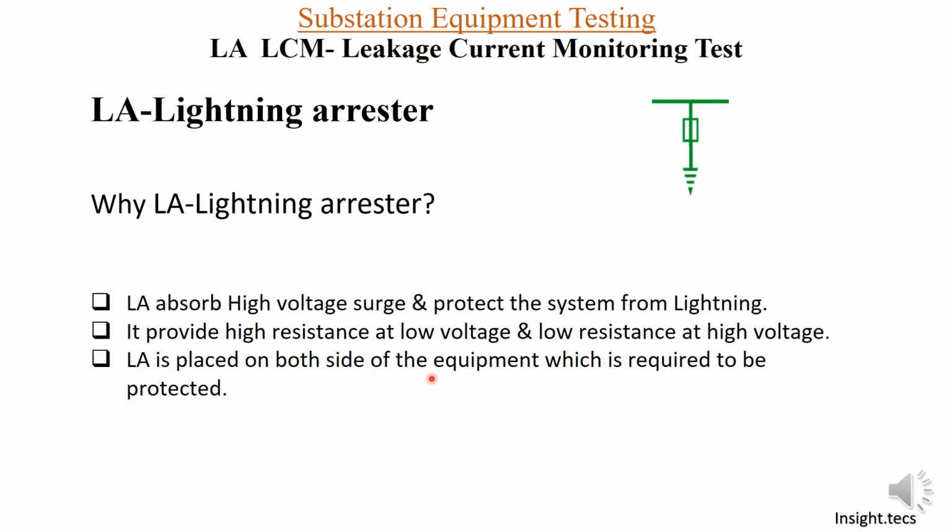Right, LA is placed on both sides of the equipment which is required to be protected. So whenever you enter a switchyard from the line end, the very first equipment that you will see inside the switchyard will be a lightning arrestor LA.